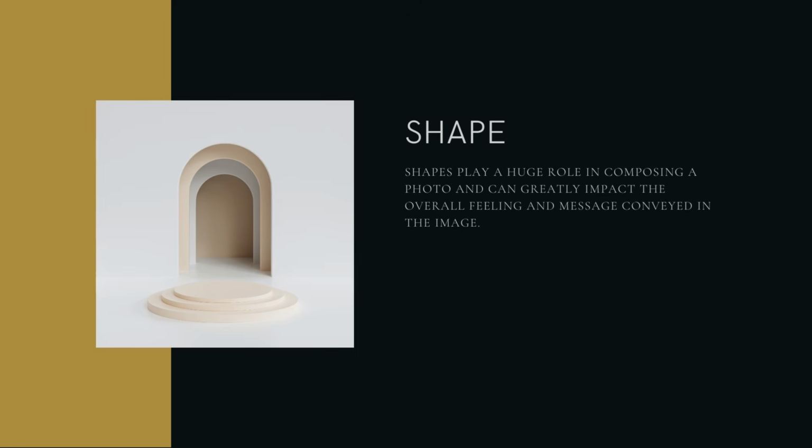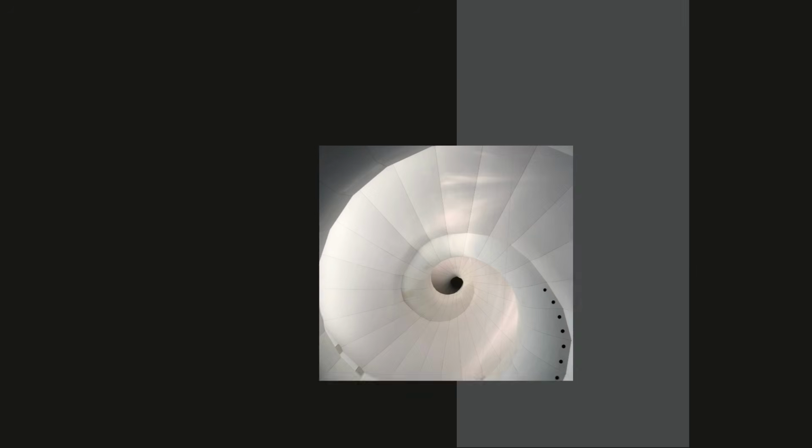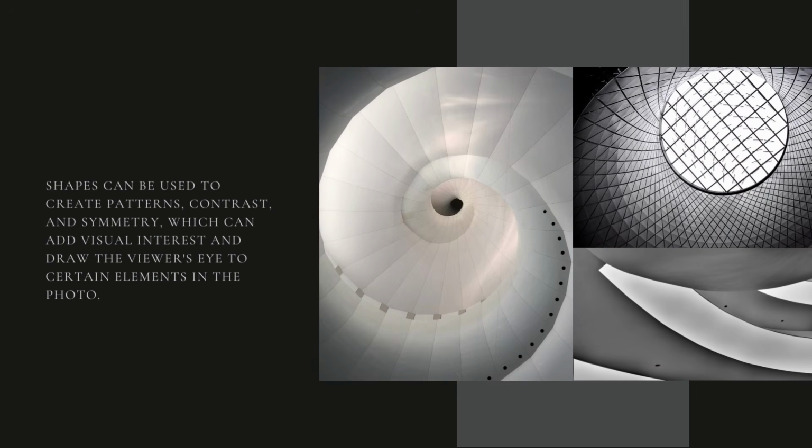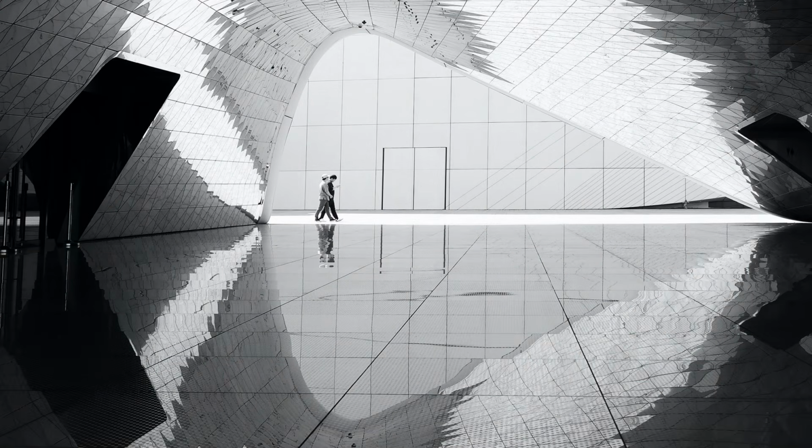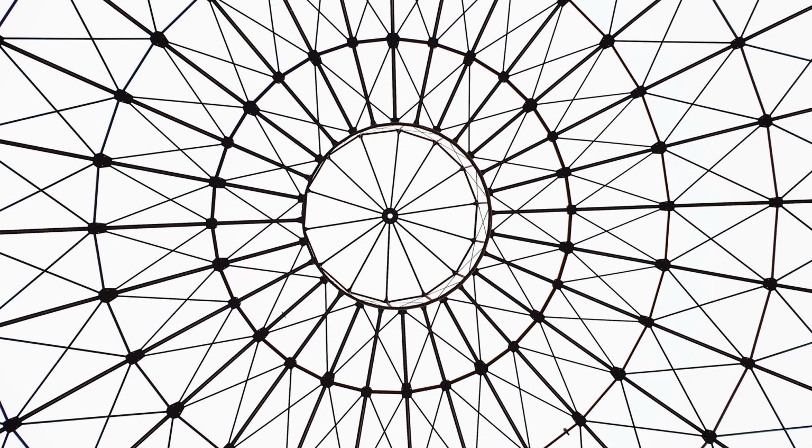Shape. Shapes play a huge role in composing a photo and can greatly impact the overall feeling and message conveyed in the image. Shapes can be used to create patterns, contrast, and symmetry, which can add visual interest and draw the viewer's eye to certain elements in the photo. They can also be used to create balance, define space, and create depth. Whether it's through the use of geometric shapes or organic shapes found in nature, understanding the role of shapes in photography can greatly enhance the final image and make it more visually appealing.